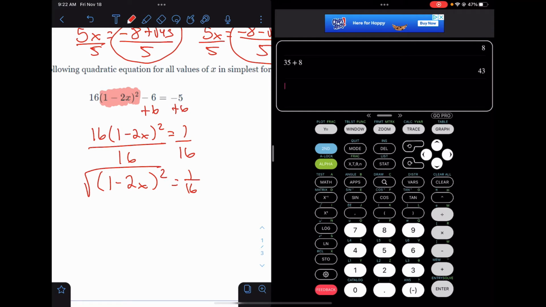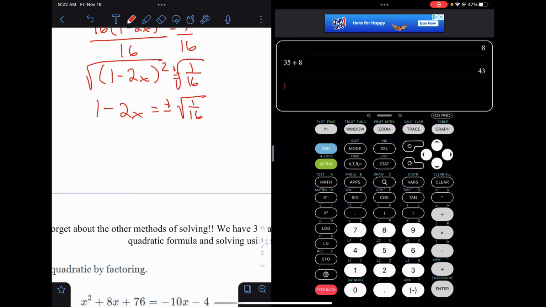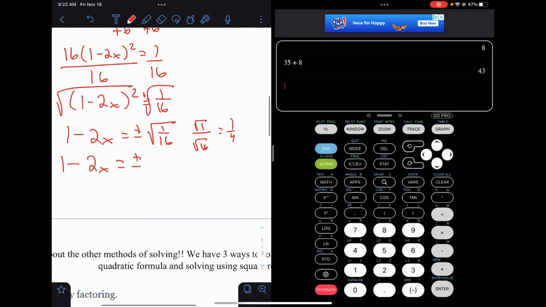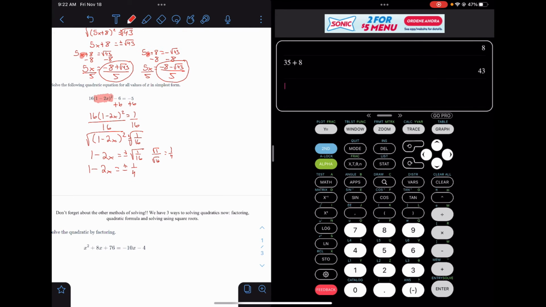Okay? Then I do square root of both sides to get rid of my squared. And I get 1 minus 2x equals plus or minus the square root of 1 over 16. So then I get 1 minus 2x equals plus or minus, and for the square root of 1 over 16, you can essentially write the square root of 1 and the square root of 16. You get 1/4, okay? So this is plus or minus 1/4, all right? And then we're going to go ahead and split this into two equations. So we've got 1 minus 2x equals 1/4. 1 minus 2x equals negative 1/4.